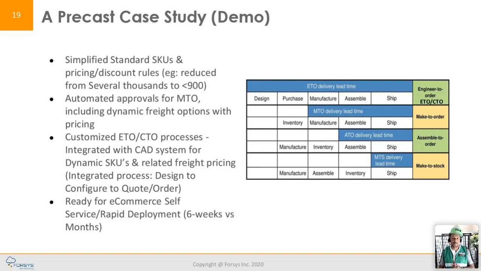It is all done through integration and allows you to have a rich experience back to your customer. Now, whether you're in a life cycle, like I said, ETO or MTO, CTO, the process is seamless behind the scenes. It allows you to interact with your salesperson or directly with your customer in that context.